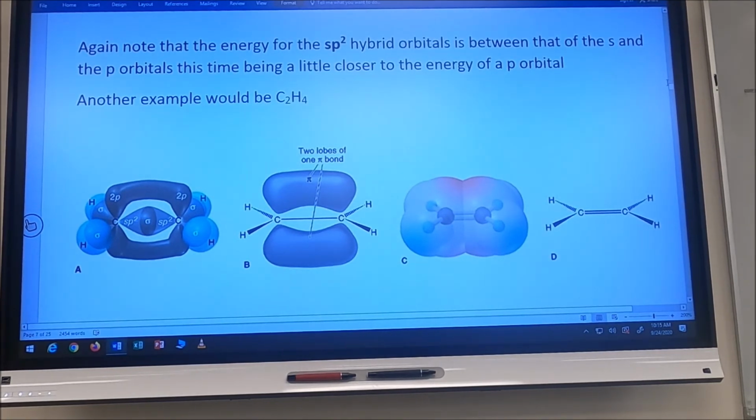So here in C2H4, you can see that each one of the carbons has 3 electron groups around it. There's a double bond between the 2 carbons. So the first bond between 2 carbons is 2 sp2 hybrid orbitals. The second bond is a pi bond between unhybridized p orbitals.